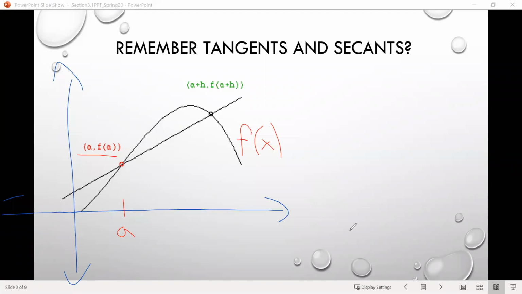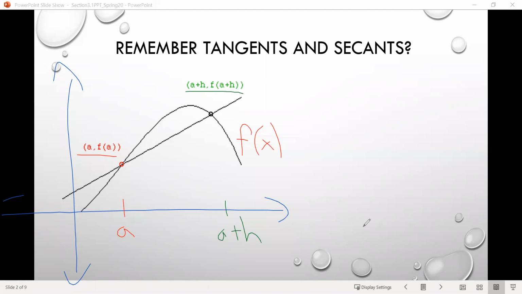And then we've identified a second input value over here that we're calling a plus h. So the idea there is we had a and we added a little bit more to it, so that's what that value h represents. And so that gave us the point a plus h, and then up there we have the inputs and outputs related to that point. Okay, and you'll notice that when we connect those two dots, we've got a secant line there. How do we know it's a secant line? Well, because it touches the graph in two different places, right?